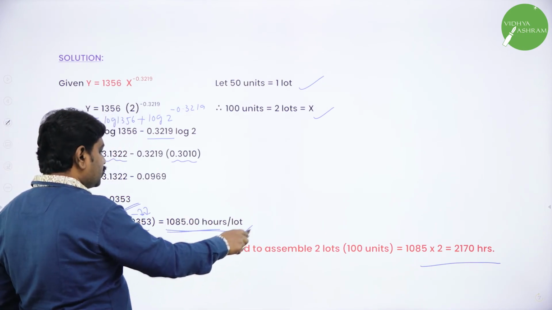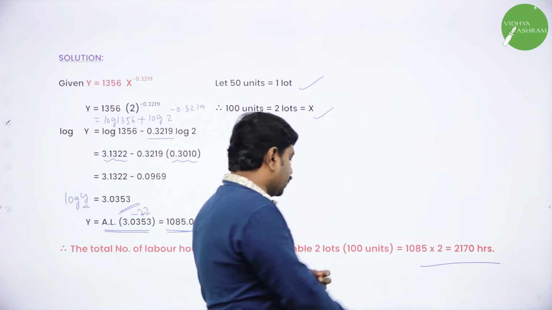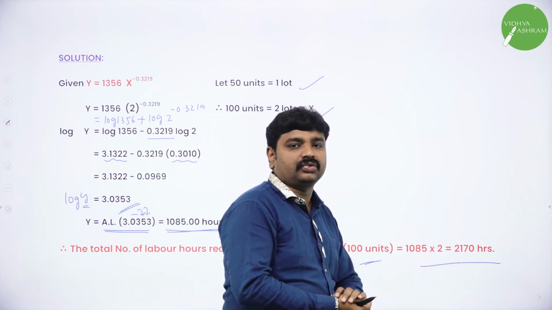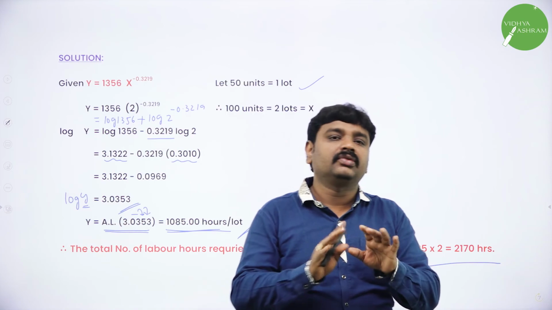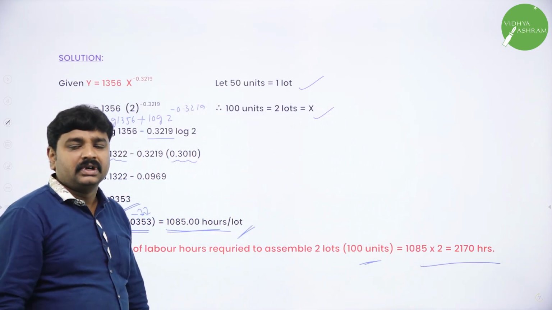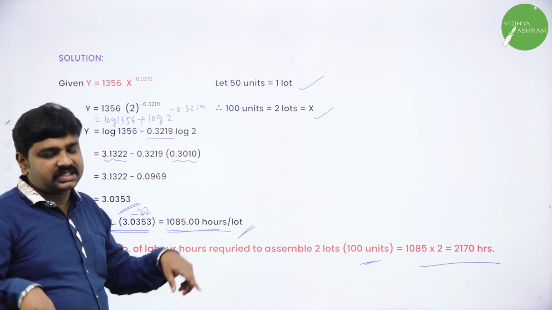So this is 1085 hours per lot, for 2 lots, 100 units. They want 100 units, and 1 lot is 50 units, so 2 into this gives the answer. This is a different type of problem. Till now they have not asked this problem, but you should also know how to solve it if they give the equation. It is in the syllabus. I have done it, but don't worry about this problem. The tabular method is simple and better.